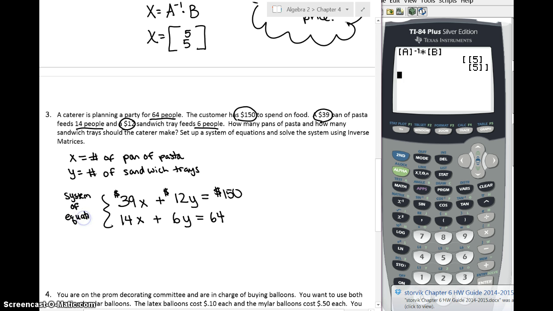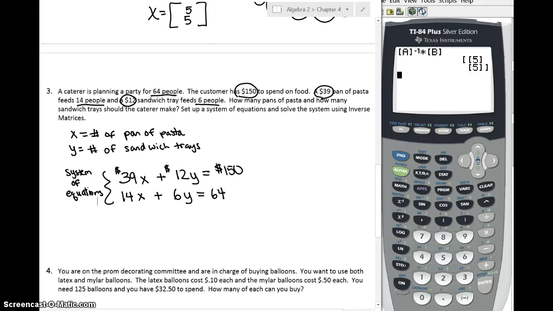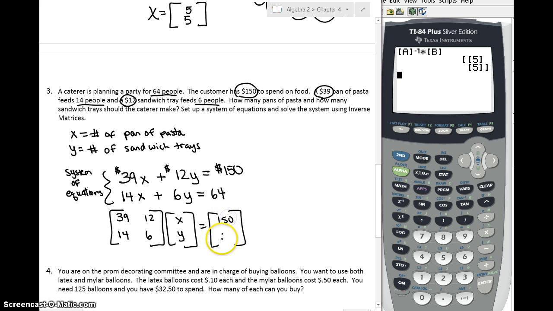Now all we have to do is, using inverses, solve this. So I'm going to go ahead and set up our matrices. Leading coefficients 39, 12, 14, and 6. Our variable matrix x and y equals, we have 150 on top, 64 in the bottom. So I'm just lining them up as I see it, x and y, and 150 and 64 as I see it. I mean, we've done this before, so I'm going a little bit faster.